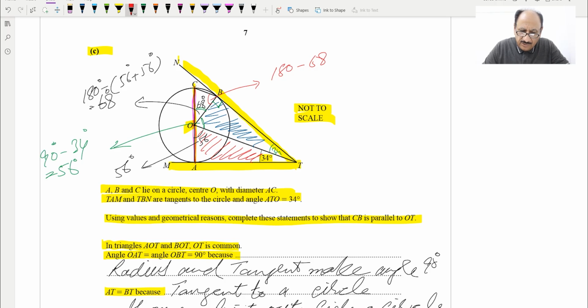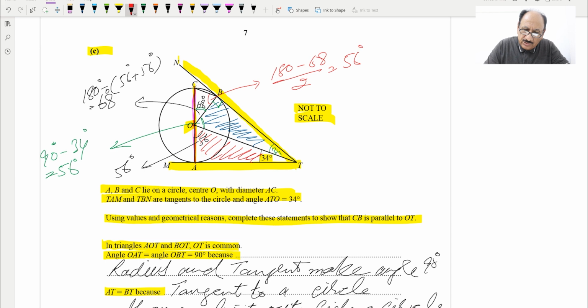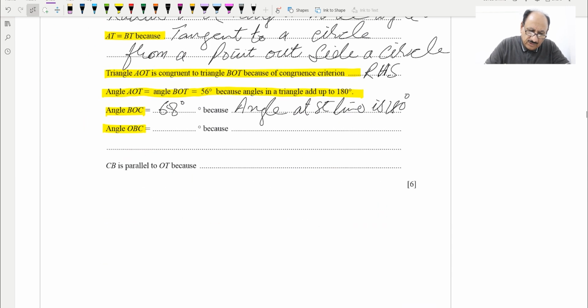And this will be divided by 2. Half of that angle will be our answer. This will be 180. 180 minus 68 divided by 2 will be 56. So our answer will be 56 over here. We can write 56 degrees, and the reason is isosceles triangle.